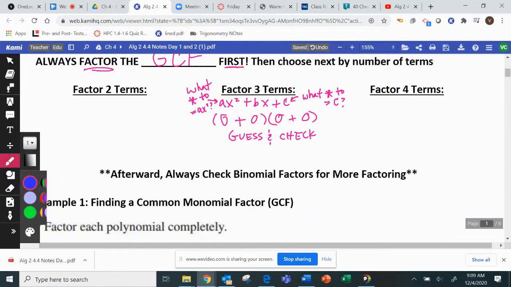If it has 4 terms, then we have to factor by grouping, which we'll review today.